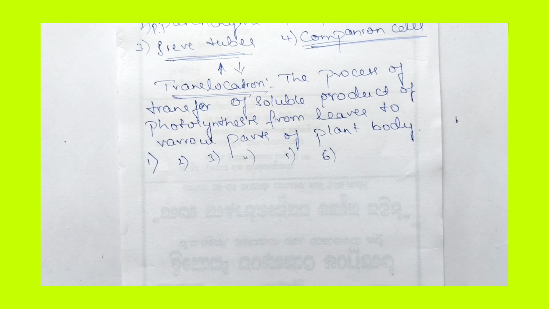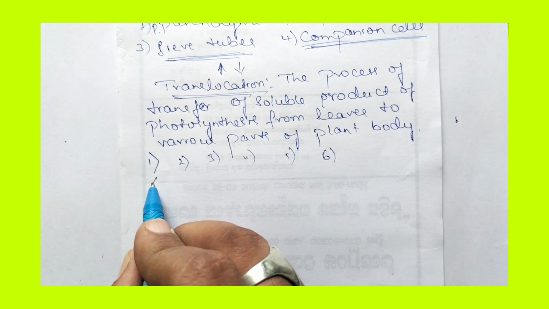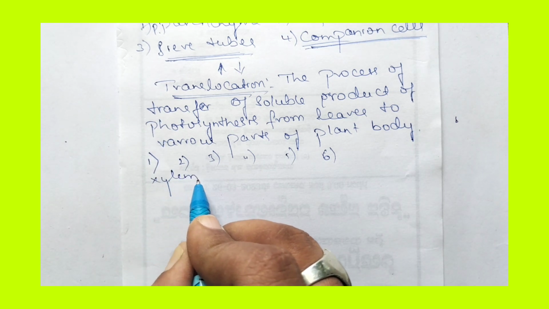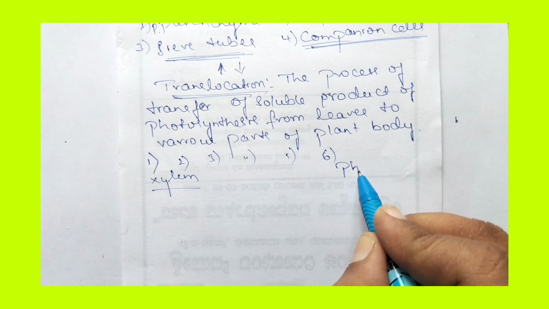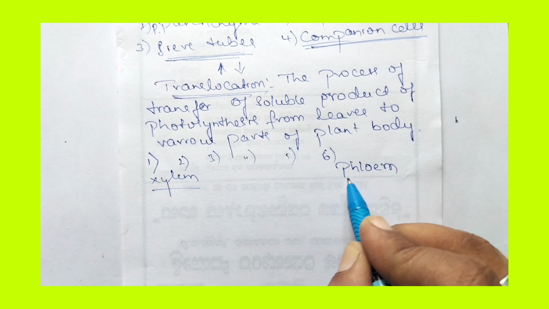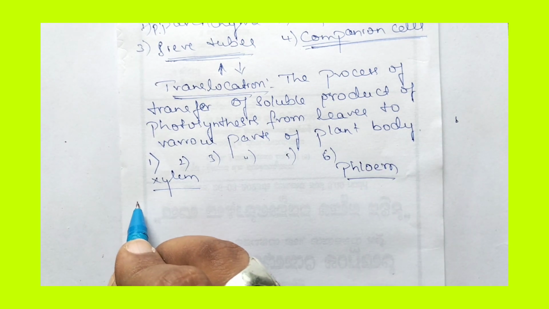What is translocation? The process of transfer of soluble product of photosynthesis from leaves to various parts of the plant body is called translocation. Now let us study what the differences are between xylem and phloem. So let us see what differences there are between xylem and phloem.